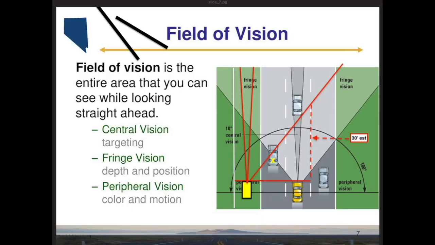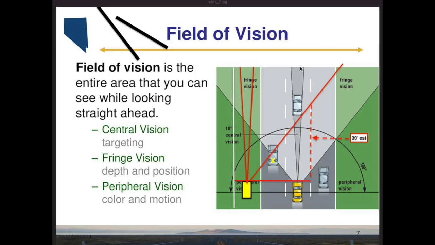I pulled this slide off of the Nevada Department of Public Safety. This is field of vision, and I did slight modifications to it. A field of vision is the entire area that you can see while looking straight ahead. You have your center vision, which is specifically targeting. That's this narrow line here off the center of the car. And I believe they said 10 degrees center vision.